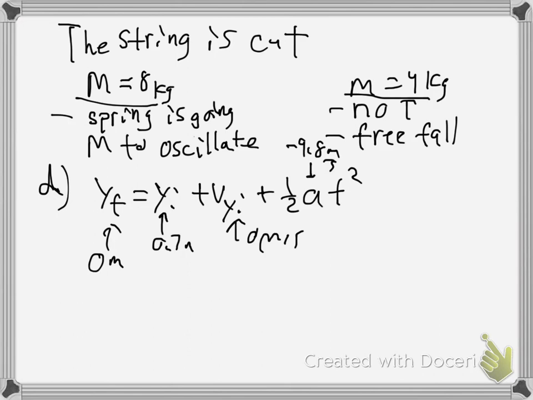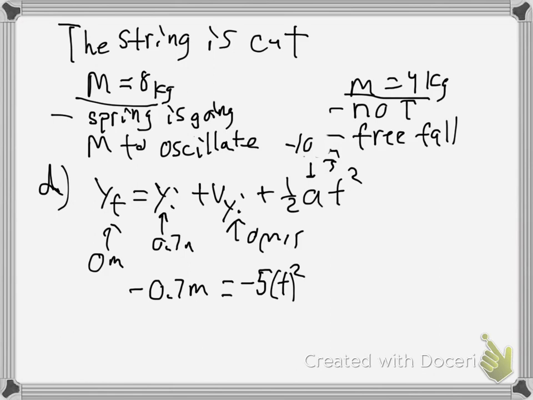Okay, so let's clean this up. So we get minus 0.7 meters is equal to, oh, and I forgot, I'm just going to use 10 here. I mean, it is minus 9.8, but let's make it easier. So 10 divided by 2 is 5, and this is t squared.